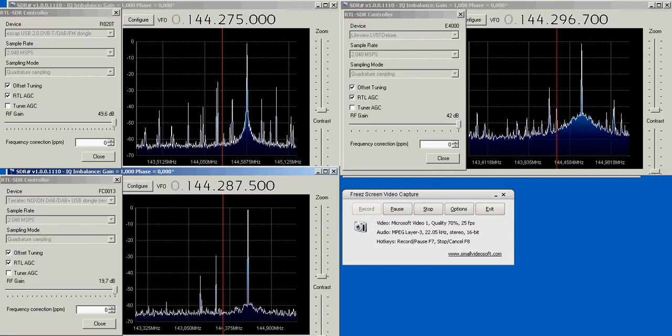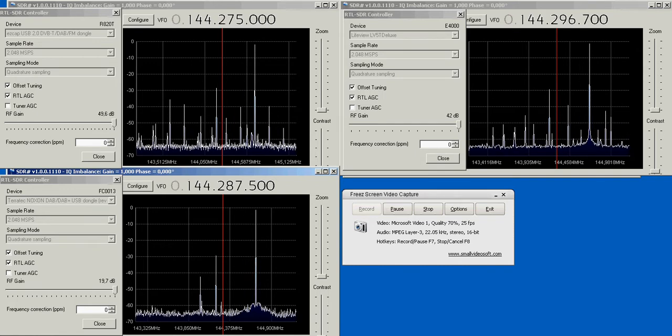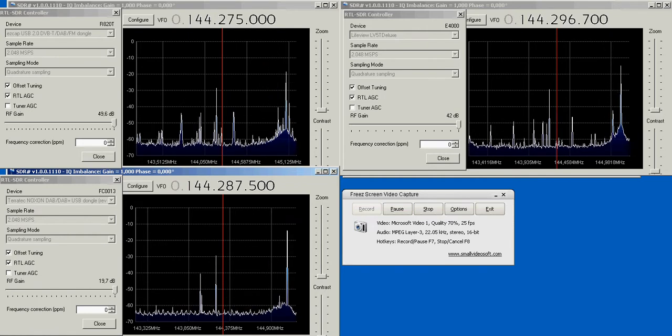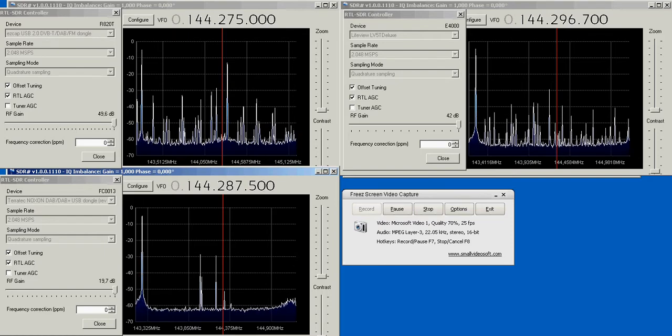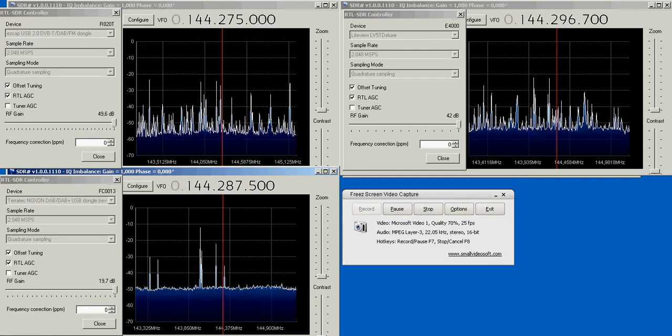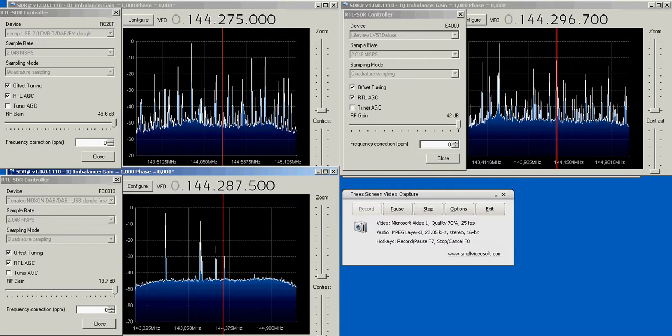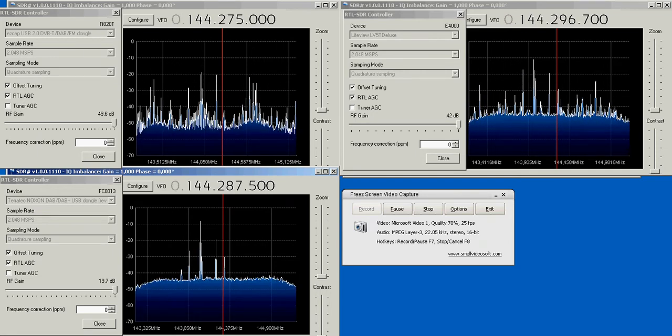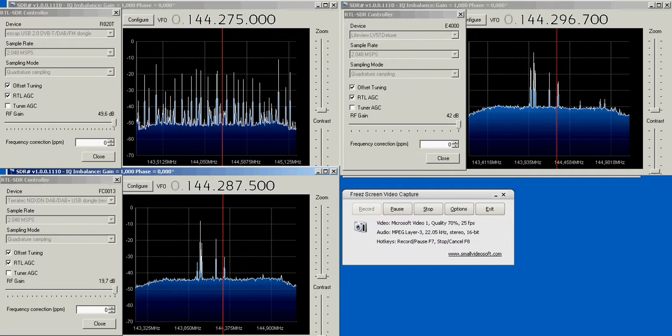70 dB. We cannot hear the desired signal on any of the dongles anymore. So I step the frequency up from 144.6 upwards. 7, 8, 9, 144.5. And it's clear that the FC0013 is a little bit better than the other two. Also, it is less sensitive.